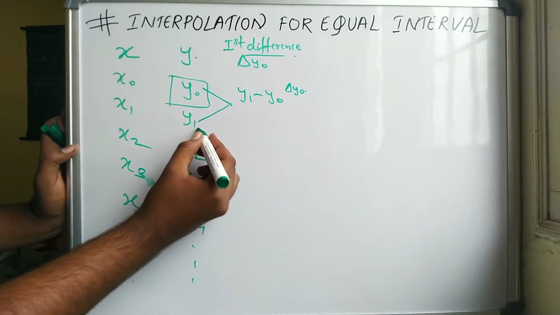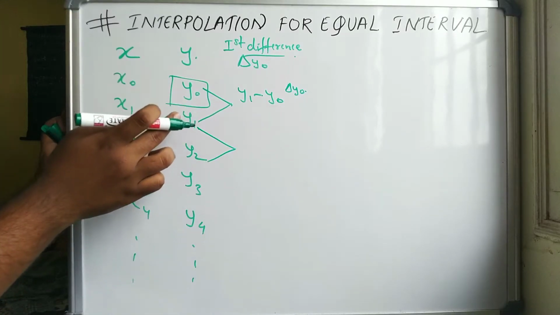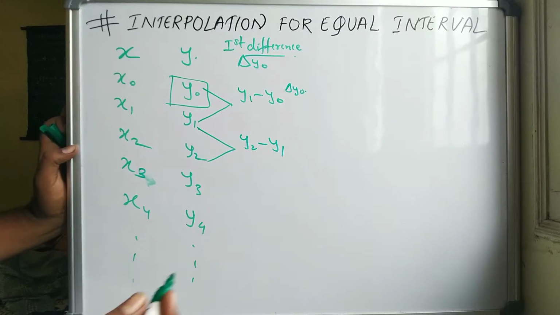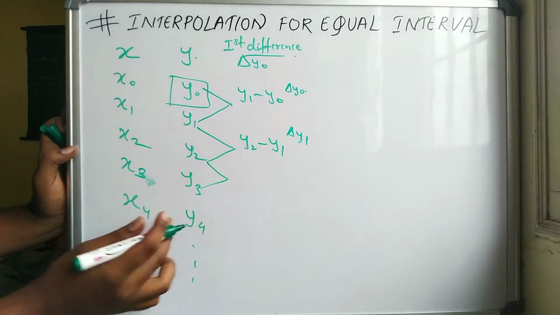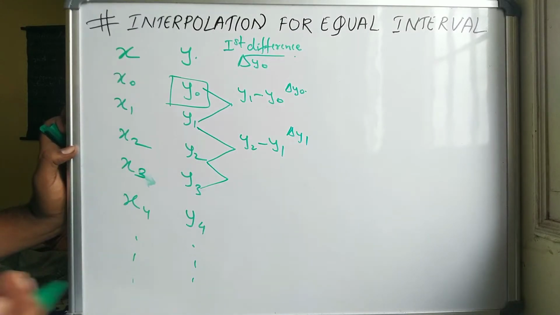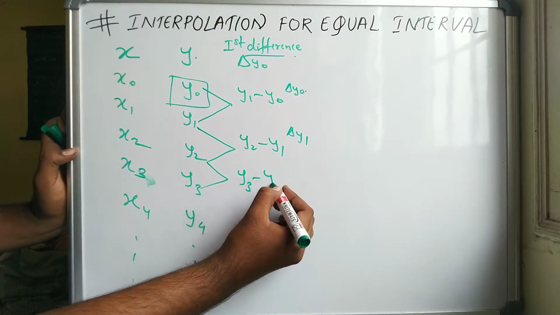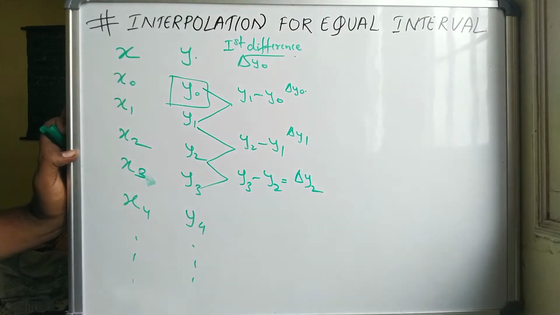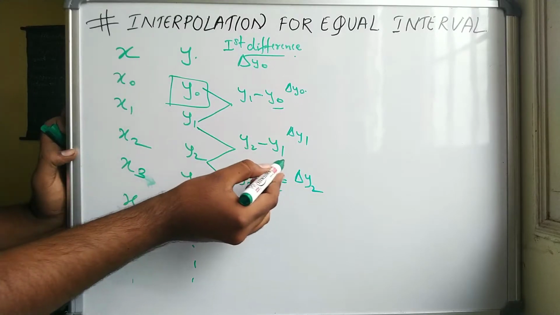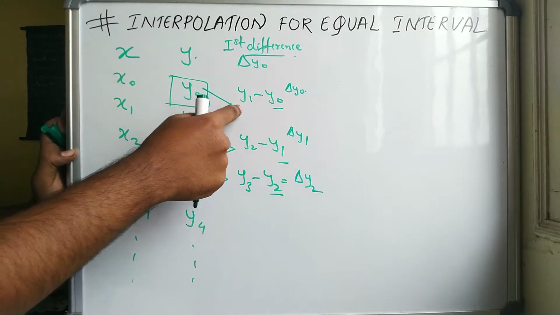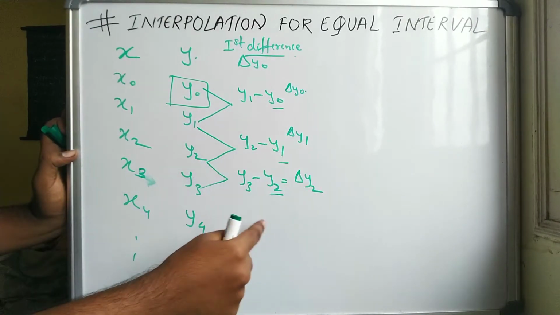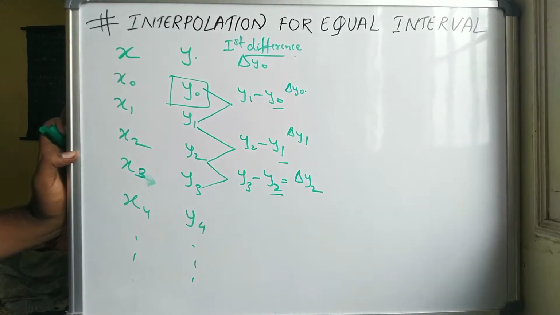Then y2 minus y1 will give you delta y1. Then y3 minus y2 will give you delta y2. So basically these terms: y1 minus y0 is delta y0, y2 minus y1 is delta y1, y3 minus y2 is delta y2.